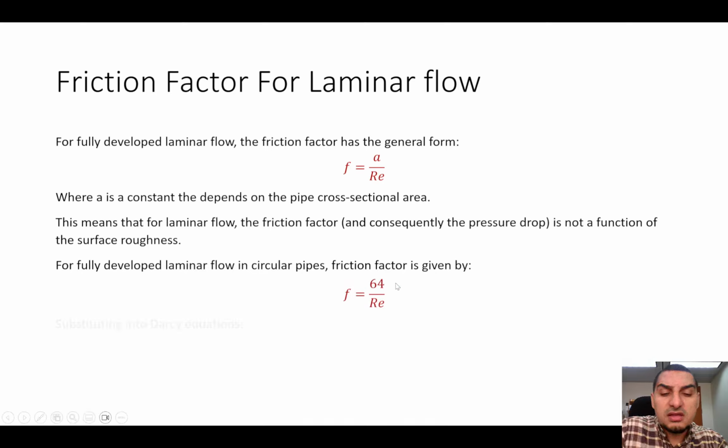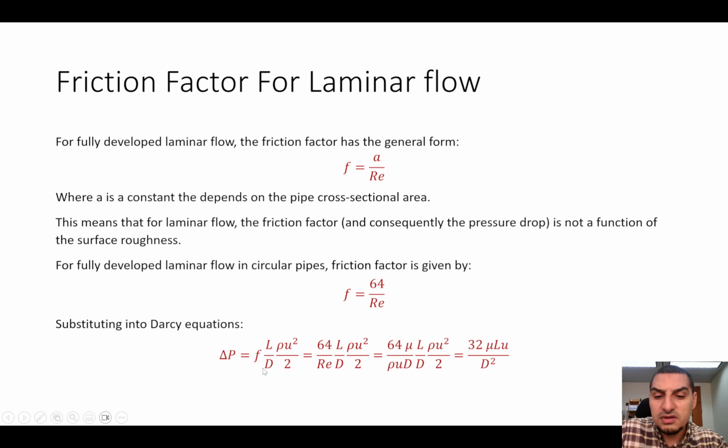An interesting thing that we'll see here is that if we substitute this in Darcy's equation, which is f L over D rho U squared over 2, and then put this f as 64 over Reynolds number, where Reynolds is rho U D over mu, then this is what you'll see. This is the Poiseuille equation, the same thing that we got from the theoretical derivation. So we are getting the exact same output regardless of the way we do this. So we can consider the Poiseuille equation as a special case of Darcy's equation.